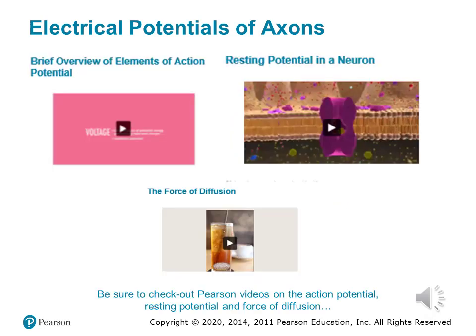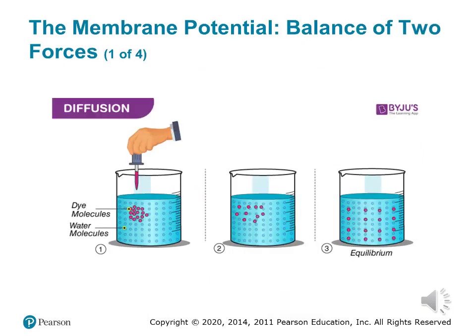Note that your textbook publisher, Pearson, has a number of very useful simulations or tutorials on aspects of the action potential, the resting potential, and forces of diffusion, which we'll turn to now. Diffusion is movement of molecules from areas of higher concentration to areas of lower concentration, leading ultimately to some equilibrium or balance of those molecules.